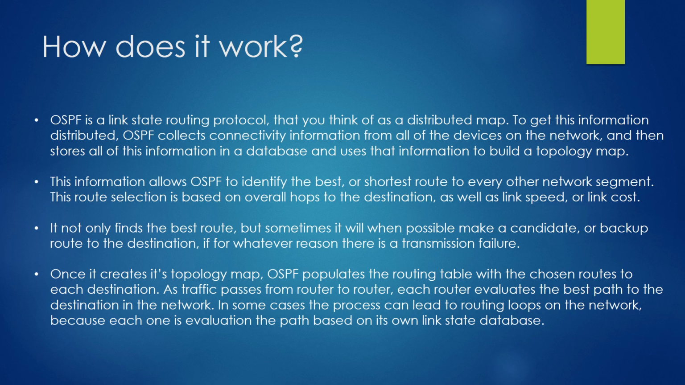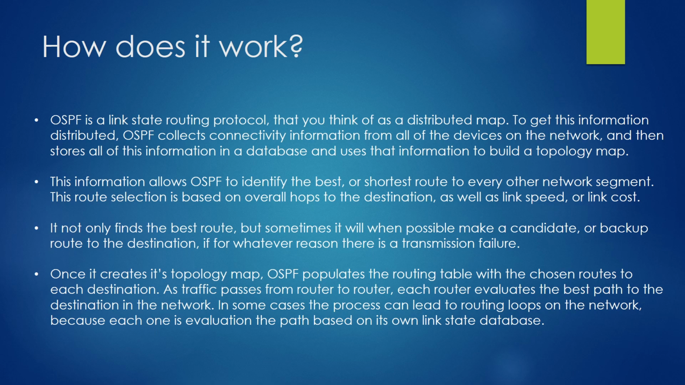How does it work? OSPF is a link state routing protocol that you think of as a distributed map. To get this information distributed, OSPF collects connectivity information from all of these devices on the network, and then stores all of this information in a database and uses that information to build a topology map. This information allows OSPF to identify the best or shortest route to every other network segment. This route selection is based on overall hops to the destination as well as link speed or link cost. It not only finds the best route, but sometimes, when possible, it will make a candidate or backup route to the destination if for whatever reason there is a transmission failure.